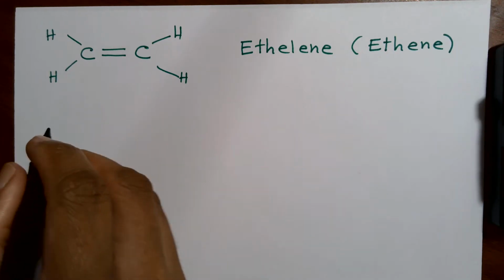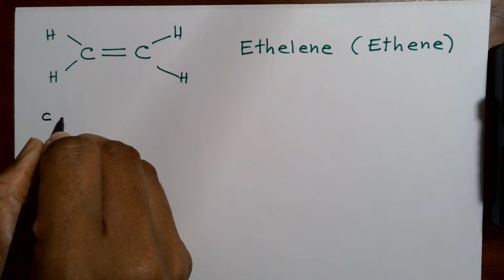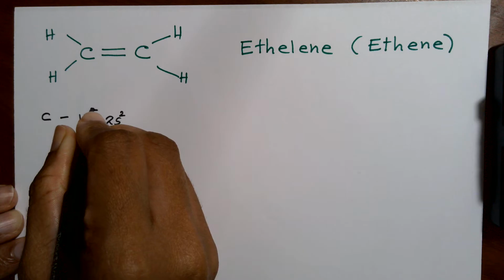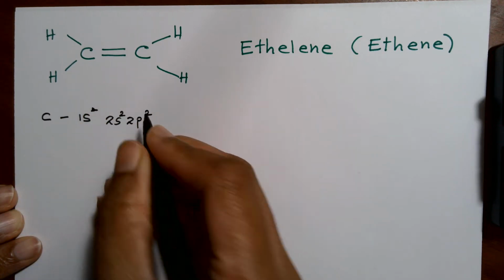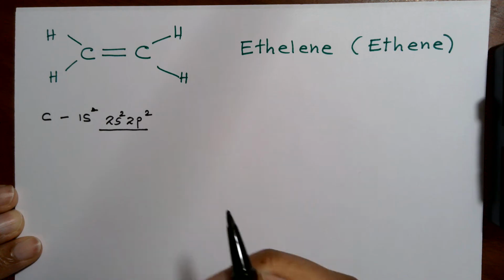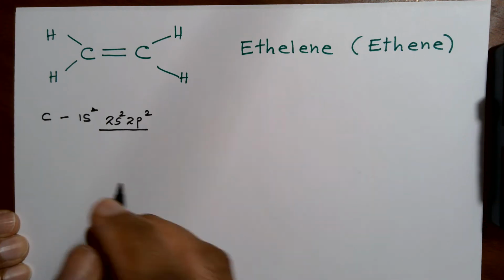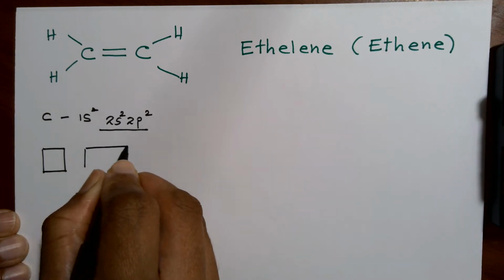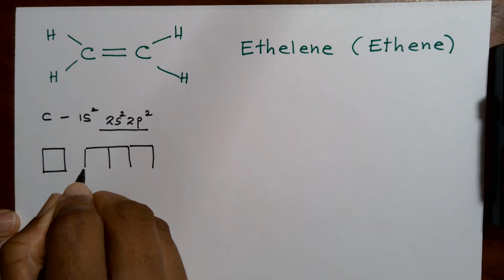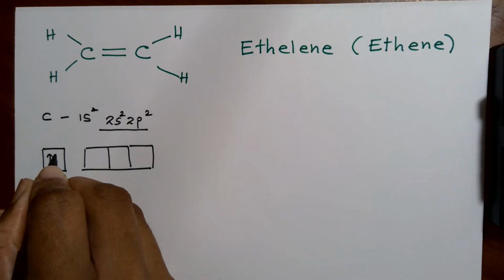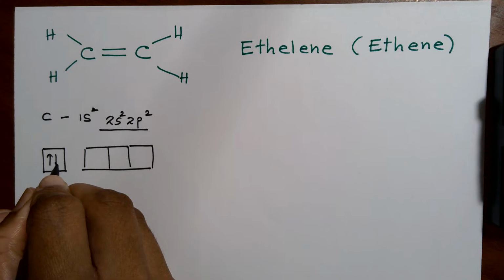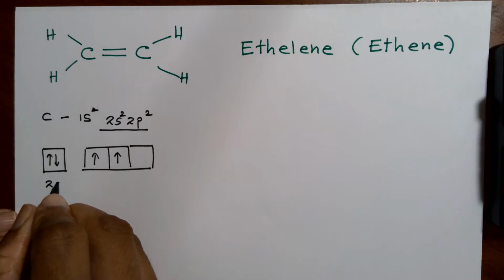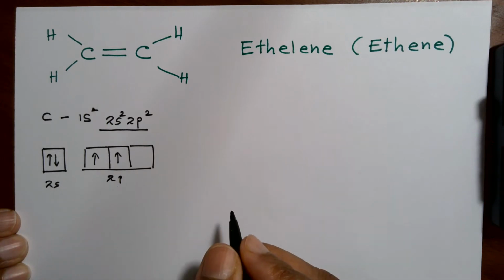There are 3 bonds. So let's pick one carbon and write the electron configuration: 1s2, 2s2, 2p2. So the valency shell for the carbon is 2s2, 2p2. Let's write the orbital diagram for the valency shell of the carbon. In 2s2 there are 2 electrons, and in the 2p2 level there are 2 single electrons. This is the 2s, 2p valency shell of the carbon.